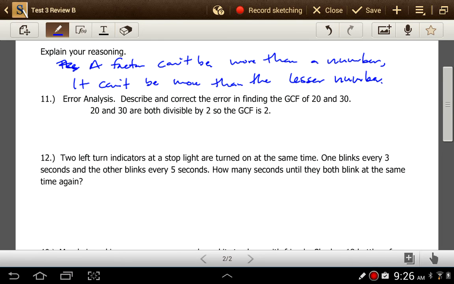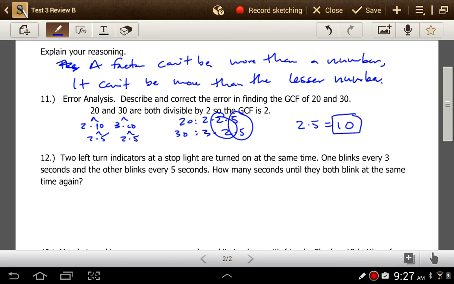Okay, hopefully you found that by now. If not, pause. The error of mine is, yes, 2 is a factor of 20 and 30, which makes it a common factor, but it's not the greatest common factor. The greatest common factor is actually, if I write these out real quick, 20 is going to be 2 times 2 times 5, and 30 is going to be 3 times 2 times 5. The greatest common factor is going to be the 2 and the 5. 2 times 5 equals 10.